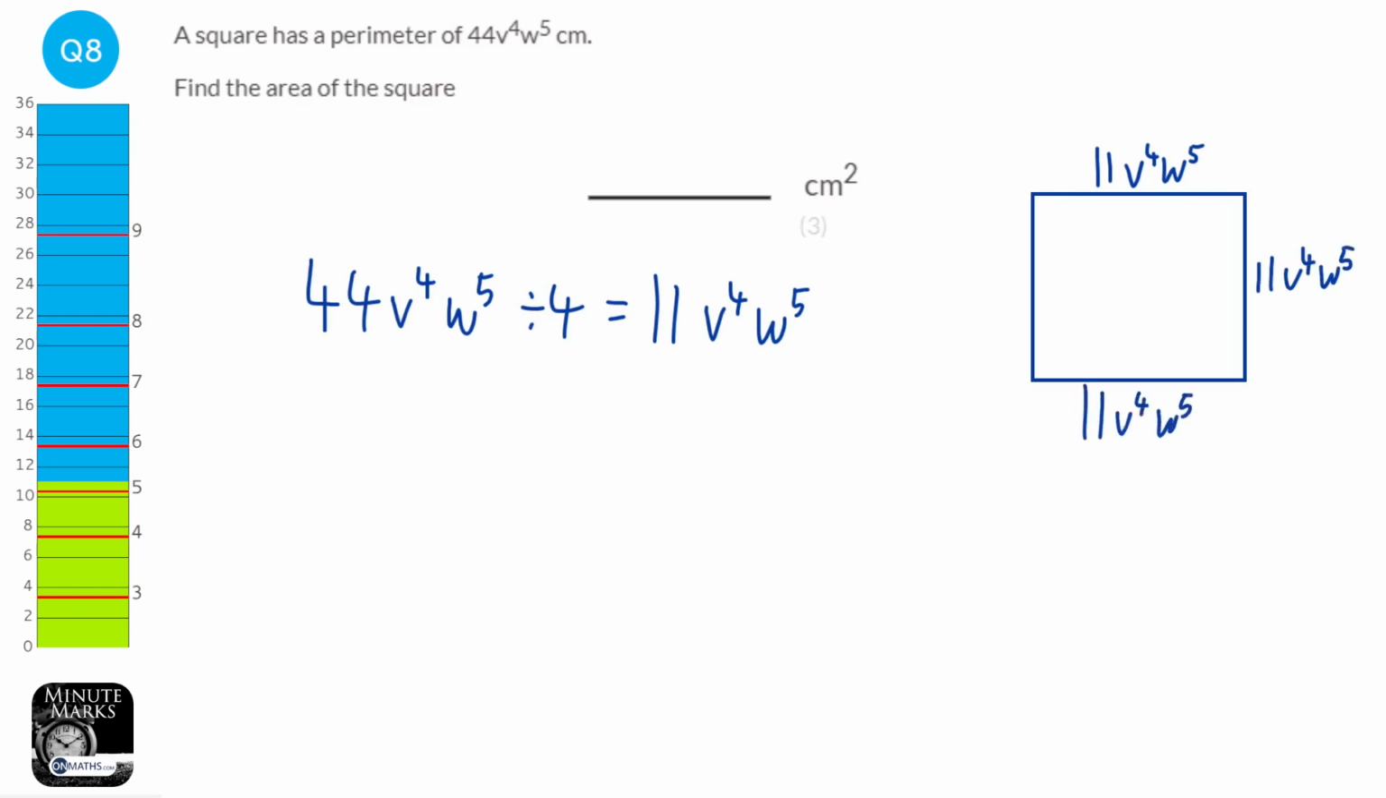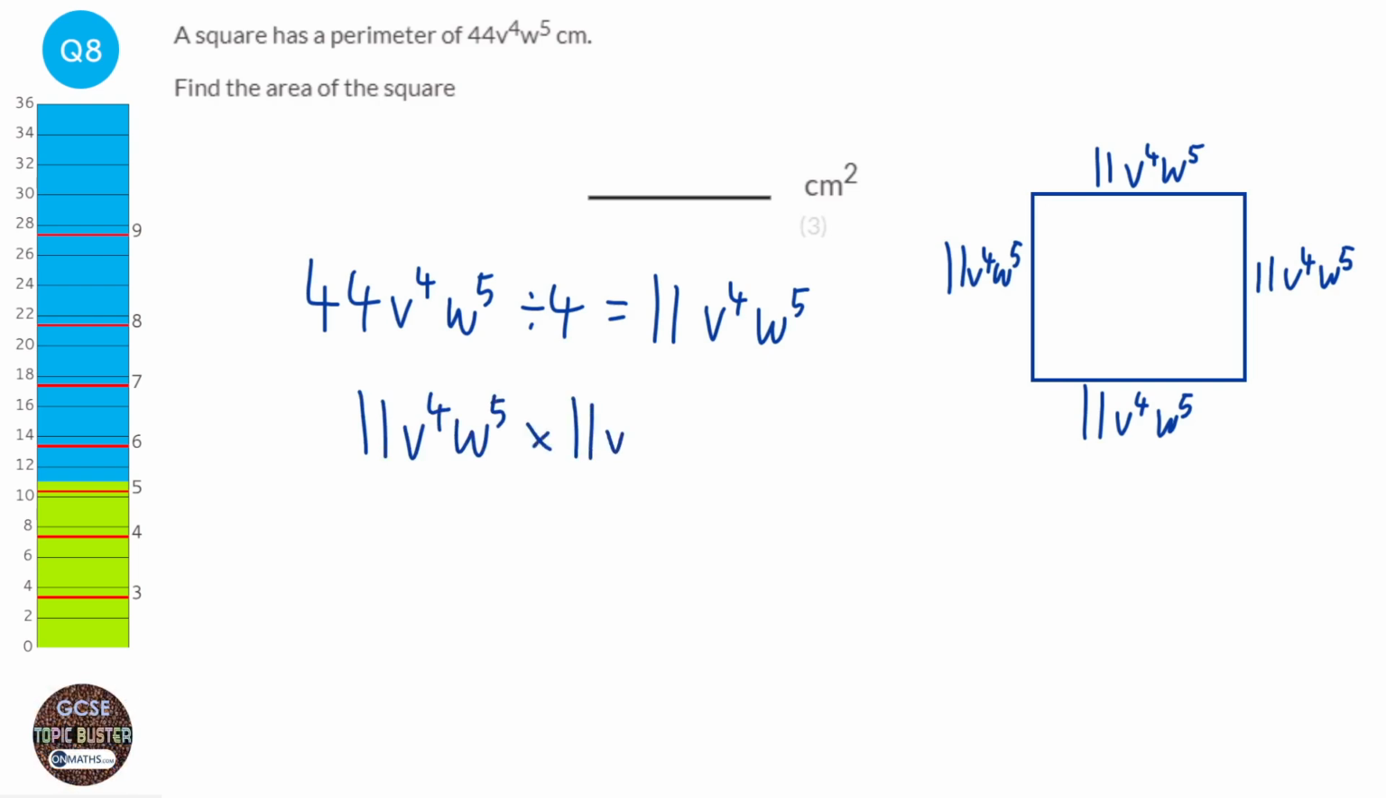when you add, you don't add the v to the power of 4, w to the power of 5, it's just going to be 11 lots, another 11 lot, another lot of 11, and another lot of 11. So it's 44v to the power of 4, w to the power of 5 in total. And to work out what the area is, we obviously are going to square that. So we're going to do 11v to the power of 4, w to the power of 5, and we're going to just times it by itself, which is what squaring means.